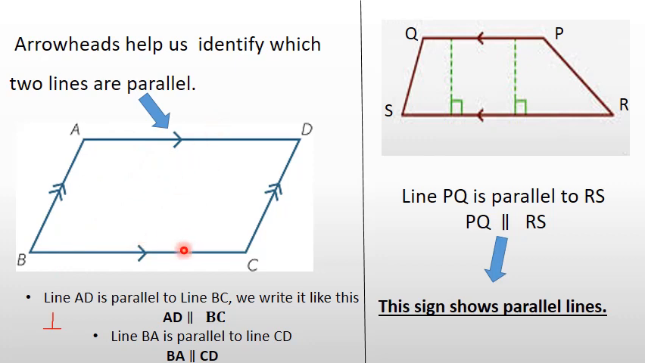Would they meet ever? They would never meet, and the gap always remains the same. If I imagine them moving forward, the gap would always remain the same, and they would never meet. That means line AD is parallel to line BC.